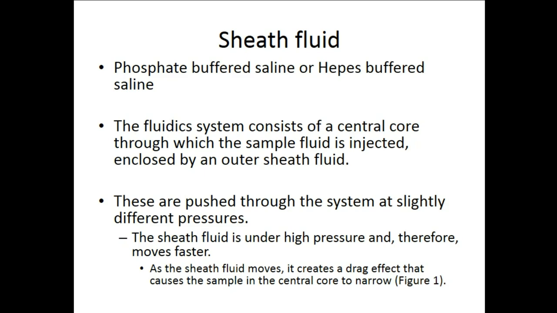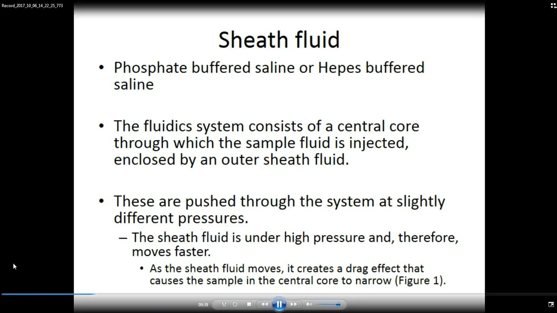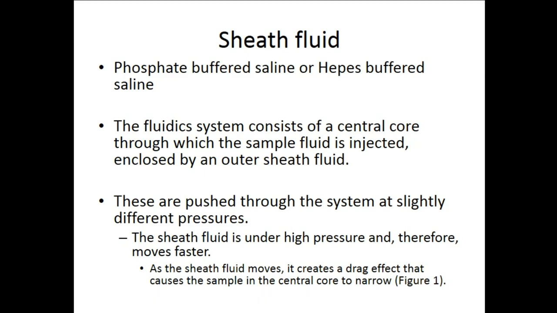The fluidic system consists of a central core through which the sample fluid is injected, and it's enclosed by the outer sheathed fluid. These are pushed through the system at slightly different pressures, and the sheathed fluid is under high pressure and therefore moves faster. As the sheathed fluid moves, it creates a drag effect that causes the sample in the central core to narrow.